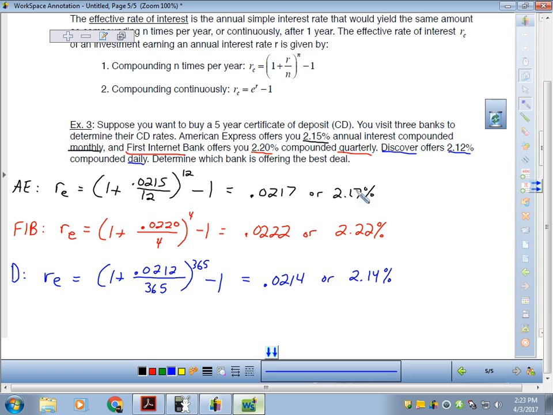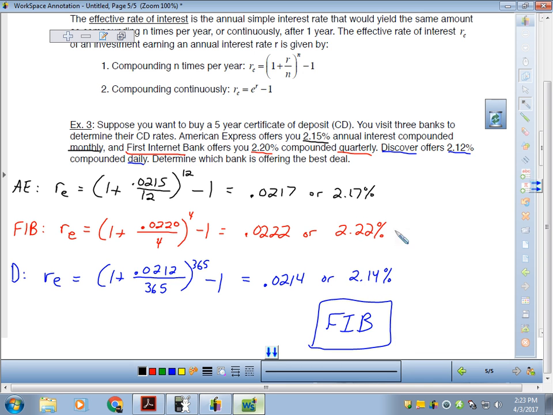So, we've now made them all equal. They're all now compounding annually. And so, now that they're all equal, we can see which one's the best deal. The best deal is the FIB, the First Internet Bank. The worst deal is Discover. Even though it's compounding daily, it has this lower percentage, and it gets divided by that 365, and it's just not going to be a very good deal. You get 2.14%, not good.